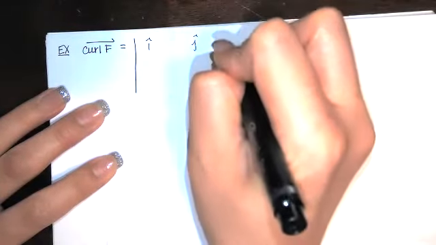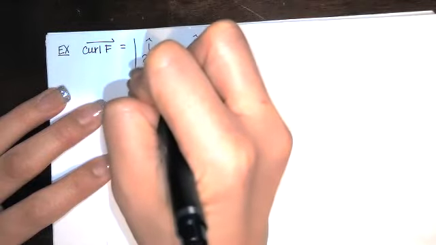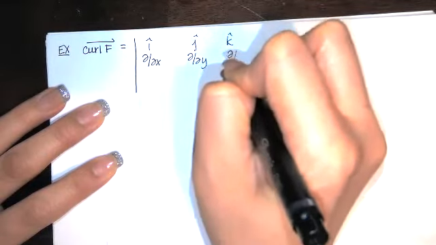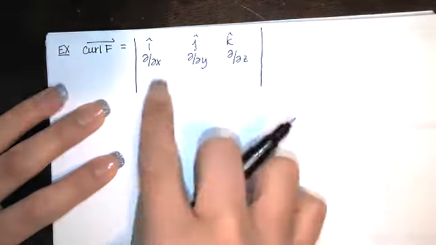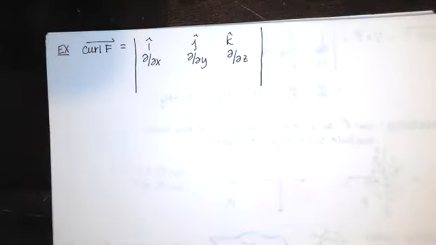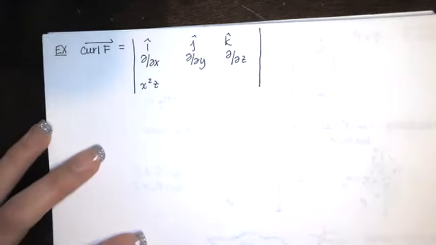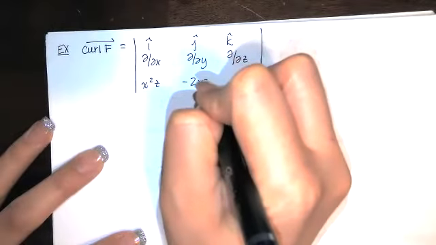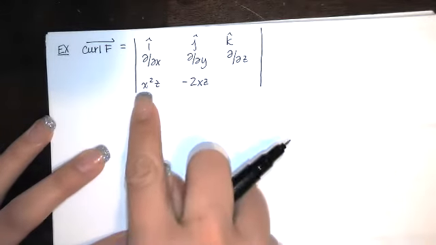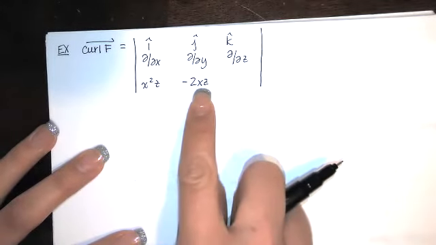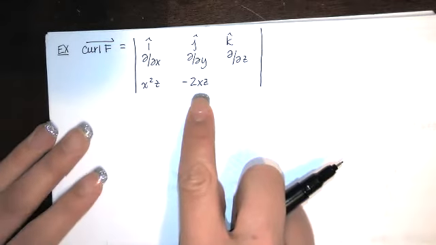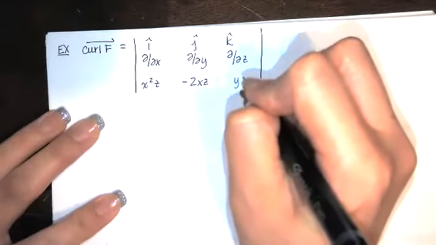So I'm using that determinant form. Put partials with respect to x, y, and z here. It's our del operator. And then we'll put the components of F down here. I want to use a different field this time. Let's use this. This is a simple looking field. This is x squared z times i hat, minus 2xz times j hat, plus yz times k hat.